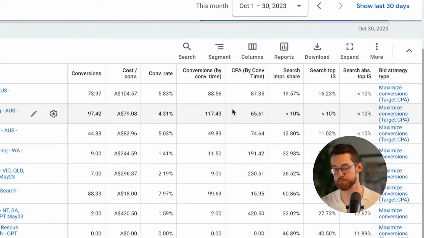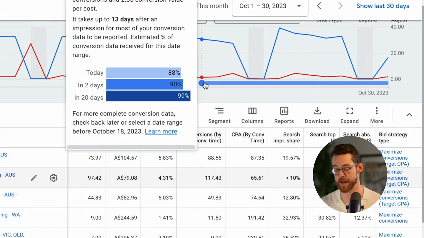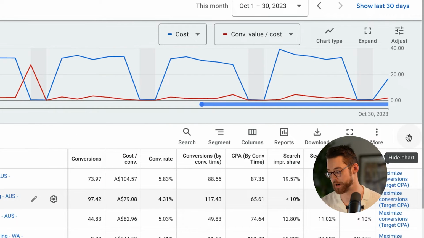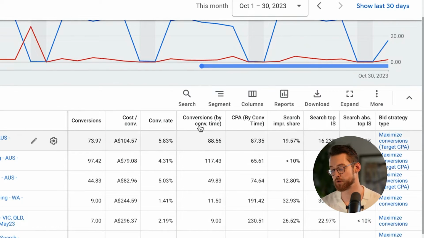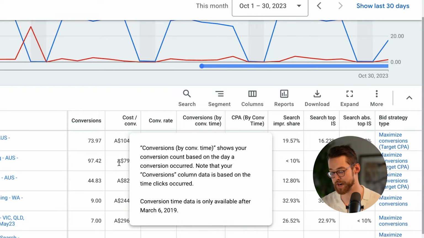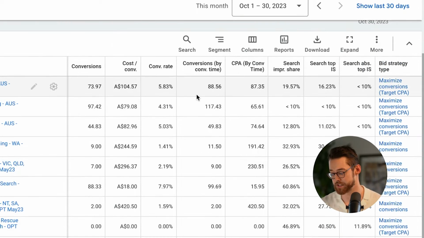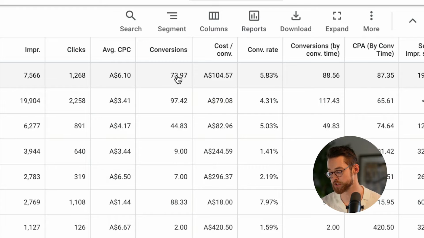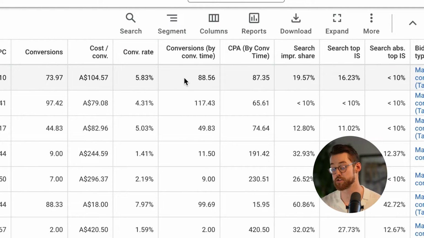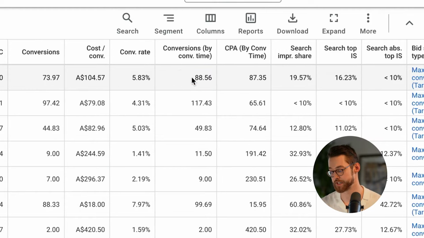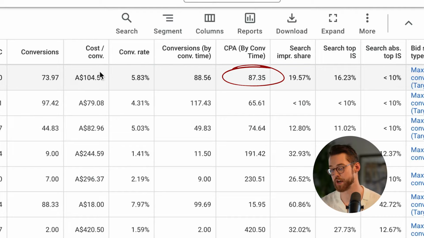So that's basically why, if you're looking at very recent data, a week, 2 weeks, even up to a month, it's sometimes better to bring up your conversions by conversion time column, especially if Google is giving you this notification in the graph here, which I've brought up by clicking on this arrow. In fact, here we can see that in the last 30 days or so, the conversions column is reporting 73 conversions, but the conversions by conversion time column is reporting significantly more, nearly 90 conversions. And the cost per conversion is differing quite a bit as well.